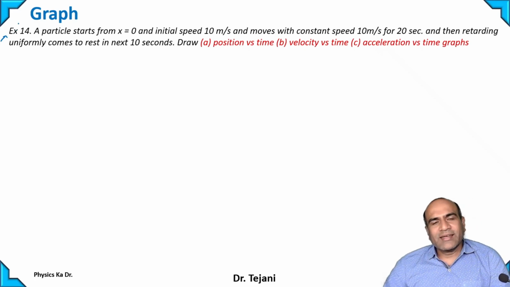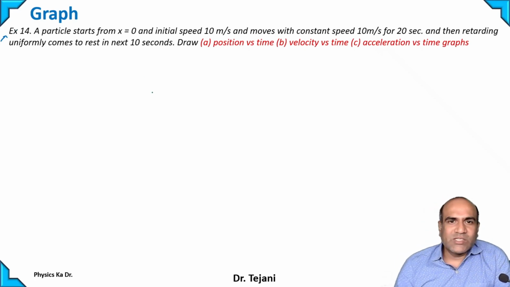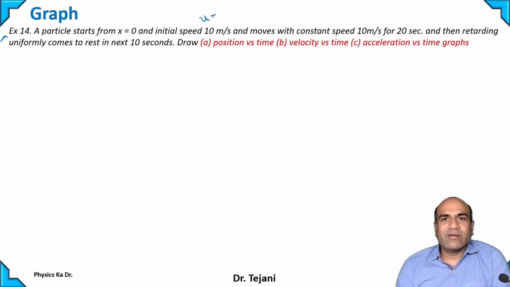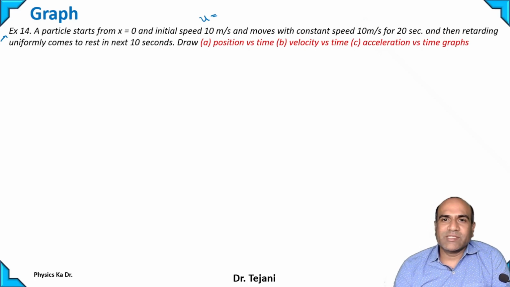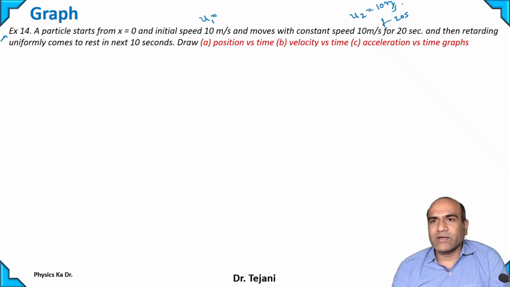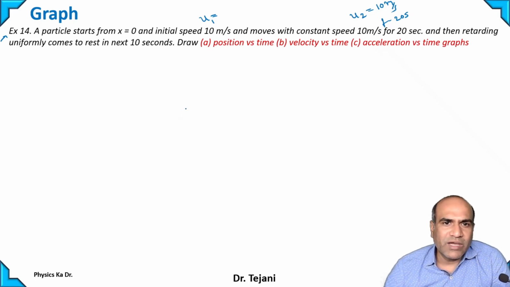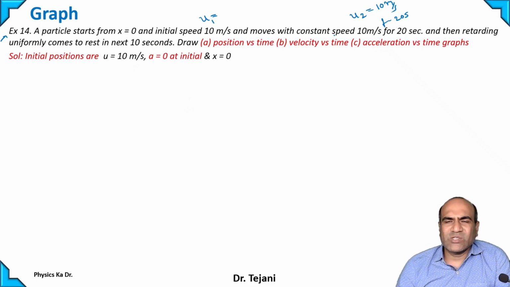A particle starts from x is equal to x0. Initial speed is given, u is 10 meter per second, and it moves with constant speed 10 meter per second. So we can give this as u1, then v2 is equal to 10 meter per second for 20 seconds, and then retarding uniformly comes back to rest. Okay, let's do it.